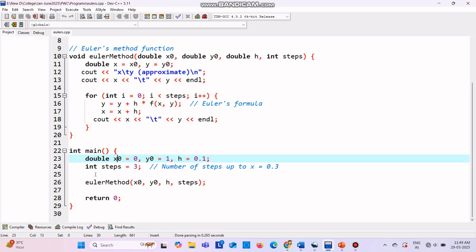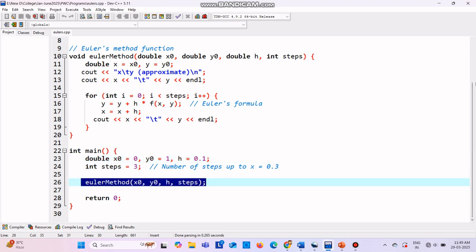Then how many steps? We need to find from 0 to 0.3, that is, till x equal to 0.3. If we divide 0.3 by 0.1, we will get 3 steps. So the number of steps is 3. Then we are going to call the Euler method. We are passing the initial values of x and y, h, and the number of steps. Now we will go to this particular function.